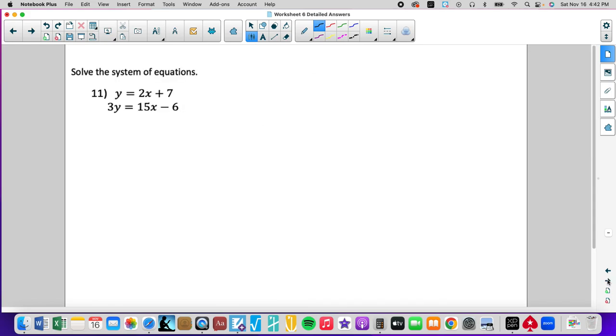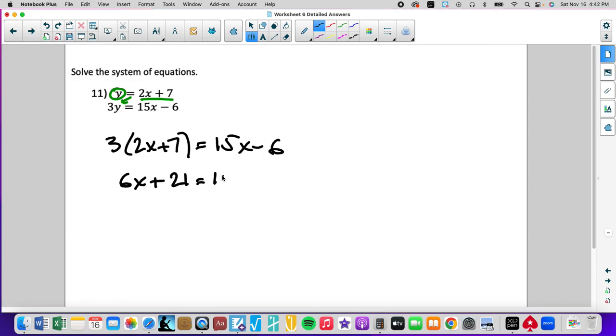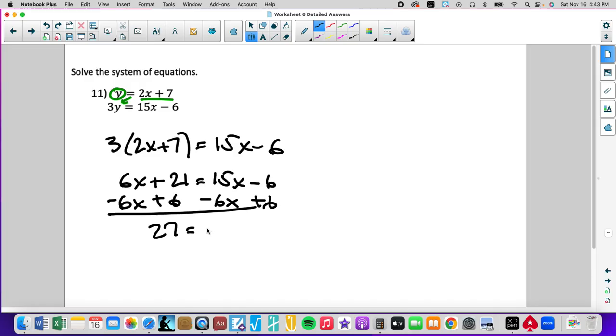System, solve the system. We're going to use substitution, and we use substitution because it's isolated. So we're going to plug it into this equation. We're going to rewrite it. 3, instead of writing y, we write 2x plus 7 equals 15x minus 6. The reason we do that is we have two variables in both of these equations. Using the substitution method, we now only have 1. So that's 6x plus 21 equals 15x minus 6. We'll move the variable. We'll move the constant to the other side. 27 equals 9.